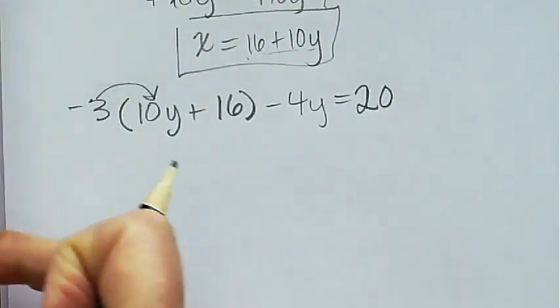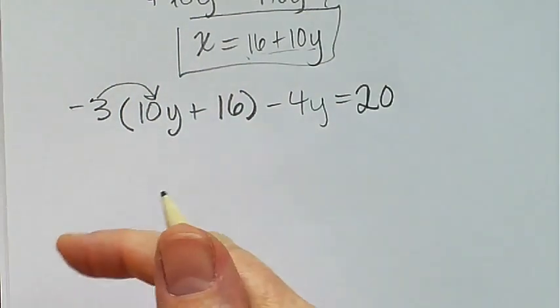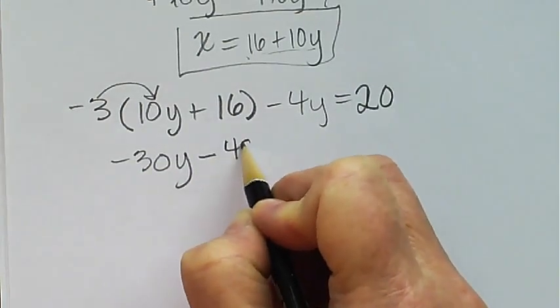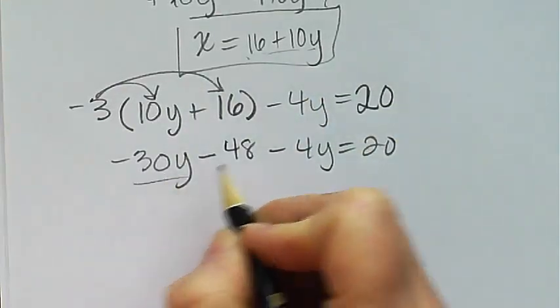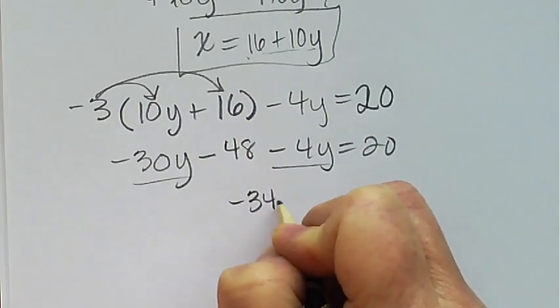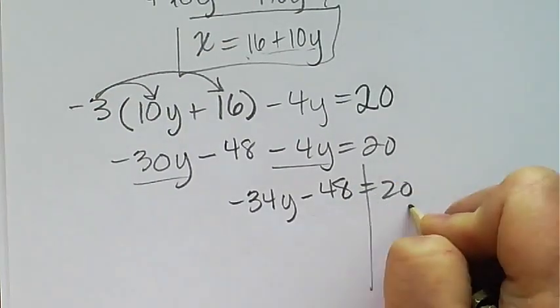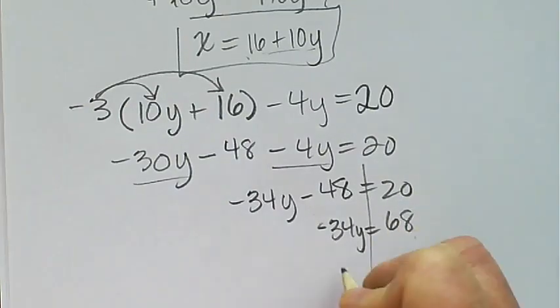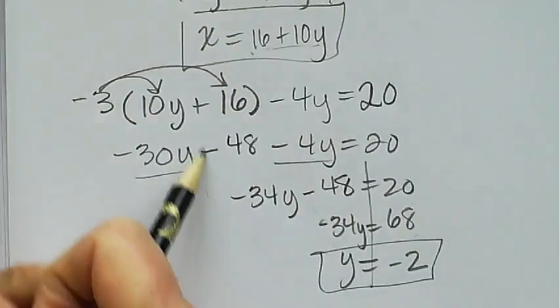And you're under pressure with time. When you were taking the test, I used elimination, but it involved quite a bit of fractions. So that's why I'm doing it this way. I'm distributing that negative 3. Okay, negative 30y, minus 4y would be negative 34y, minus 48 equals 20. Add 48 to both sides. Divide by negative 34, so y is negative 2.